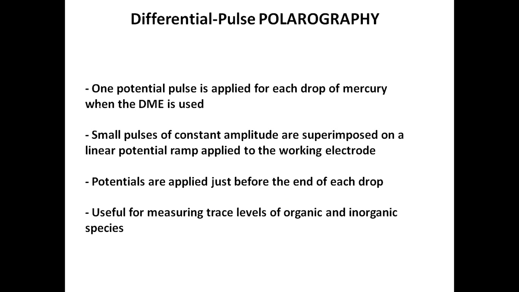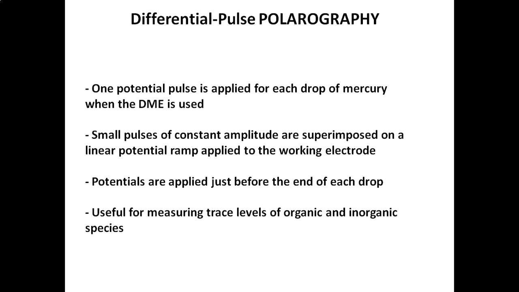So here one potential pulse is applied for each drop of mercury when the DME is used, and a small pulse of constant amplitude is superimposed on a linear potential ramp. That is, in a normal pulse polarography, we took a constant potential, onto that we applied a pulse potential onto the drop, and for every drop we applied a potential of higher voltage, right? But in differential pulse polarography, a linear potential ramp is used.